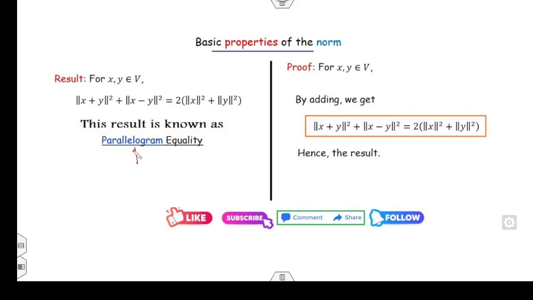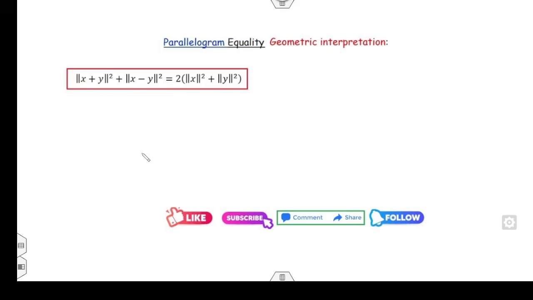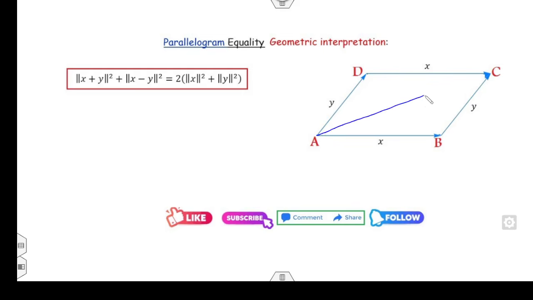Now, because it's a parallelogram identity, what is the geometrical representation of the parallelogram identity? So if I consider the parallelogram ABCD, whose sides are my x and y, because it is a parallelogram, the opposite sides are the same. Clear? Now what is x plus y? AB, because these are vectors, I can write AC. AC is my x plus y.